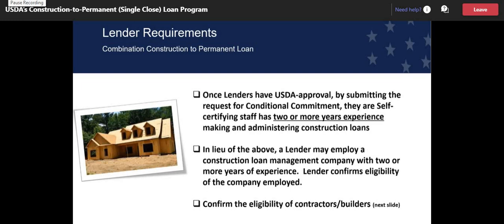And so once a lender has USDA approval, by submitting the request for the conditional commitment, you are self-certifying your staff has 2 or more years experience making and administering construction loans. So there is no extra step to get approved to do construction loans once you are a USDA approved lender. You just submit a loan request, and by submitting that, you're certifying that your staff has 2 or more years experience in administering construction loans. In lieu of the above, a lender may employ a construction loan management company with 2 or more years experience, and the lender confirms the eligibility of the company employed. So if you don't have quite the 2 years experience with construction loans, you may employ a third party that will oversee that project. And you also confirm the eligibility of the builder.